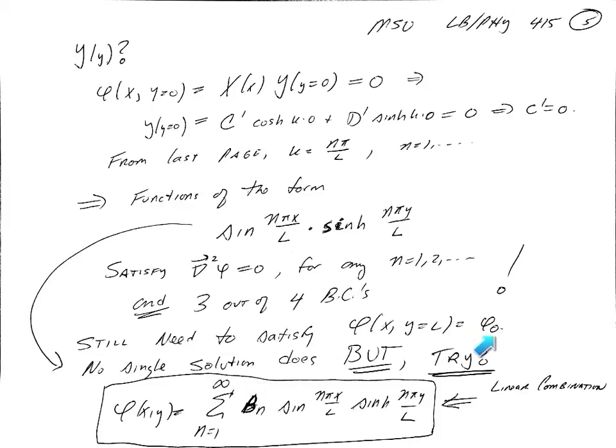Again, to emphasize, Laplace's equation told us the separation constant here and here had to be the same. The boundary conditions told us that these separation constants were quantized. That is, the homogeneous boundary conditions, the 3 out of the 4. Then the last boundary condition is going to allow us to fix these unknown coefficients.